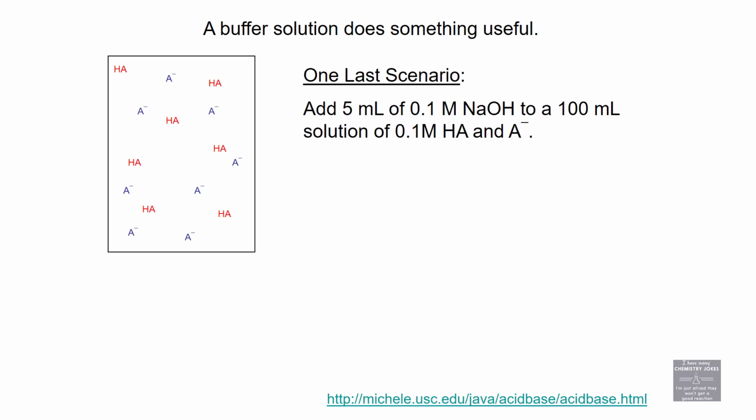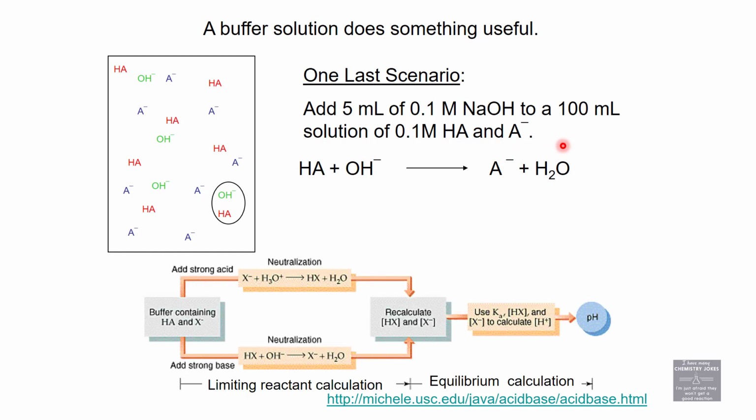One last scenario. What if we had 5 milliliters of 0.1 molar NaOH? That's a strong base. Strong base, we do a limiting reactant table. I should have said this first. Add strong base. Strong base is not going to react with A minus. Strong base reacts with the acid in solution, so those things are going to partner up. And as long as they have some A minus and some HA left over after the reaction, we still have a buffer system. The equation would be HA plus OH minus yields A minus and water.